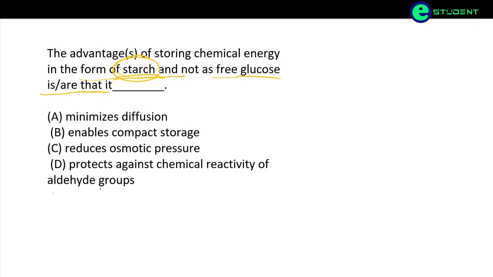Yes, this is absolutely true. When the glucose is present individually in the cells, this increases their chances of diffusion. So when they are present in the form of starch, it is actually minimizing their diffusion. So this is the correct option. Enables compact storage. Yes, this is obvious, that glucose is getting stored in a compact form, that is starch. So this is the correct option.